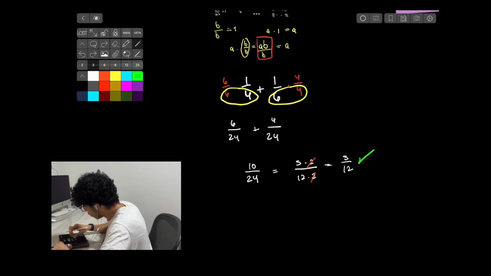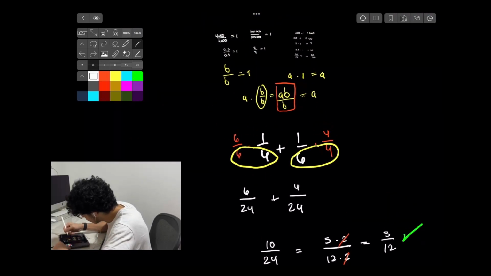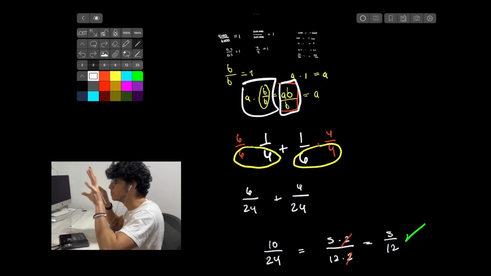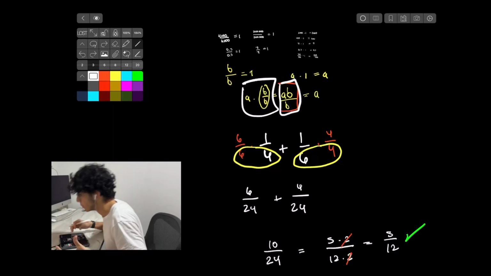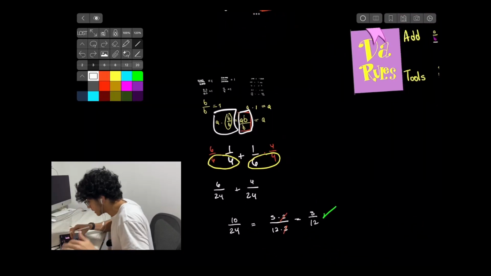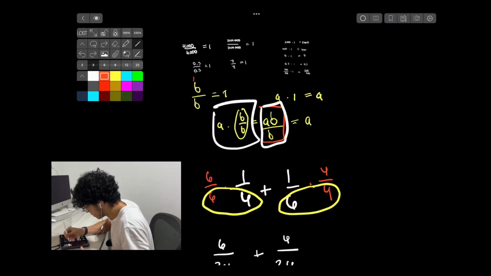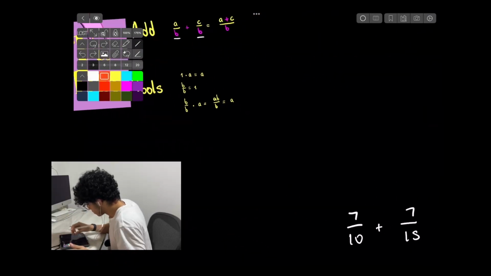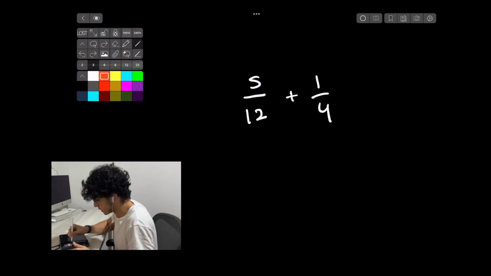But notice, we use the fact that b over b times anything is that same anything, but with a different form. We're going to use this b over b as our weird 1 multiplication, because at the end of the day, we're multiplying times 1, because we know that b over b is 1. So let's use that to solve this next problem.